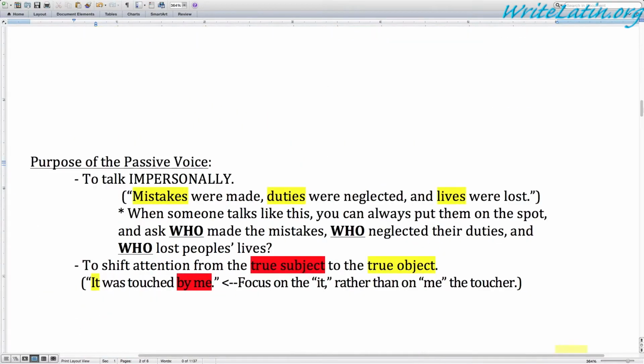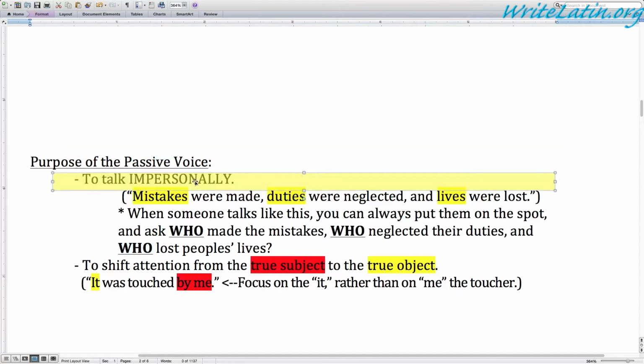To finish, I would like to talk briefly about why people use passive voice. Or why might you want to use passive voice in your writing? First reason is to talk impersonally. Mistakes were made, duties were neglected, and lives were lost. Notice that it doesn't say by whom, because really they're hiding it from you: who made the mistakes, who neglected their duties, and who lost people's lives. Who's the guilty one? It doesn't say.